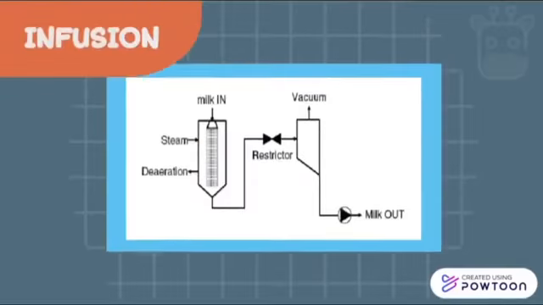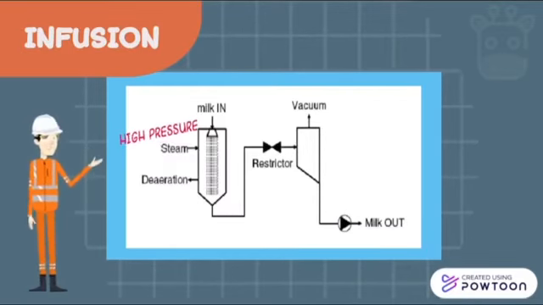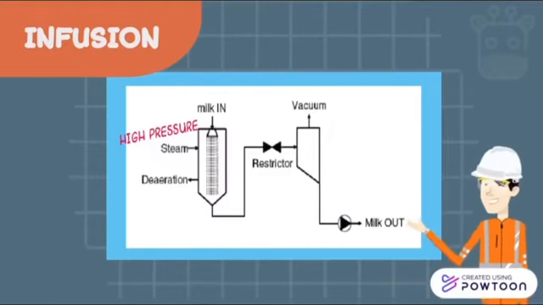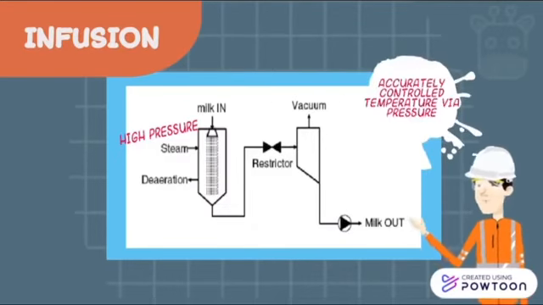Next, infusion. Infusion is when the liquid product stream is pumped through a distributing nozzle into a chamber of high pressure steam. This system is characterized by a large steam volume and a small product volume, and it is distributed in a large surface area of product. The product temperature is accurately controlled via pressure.